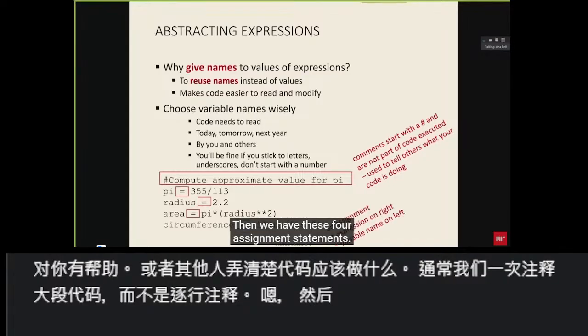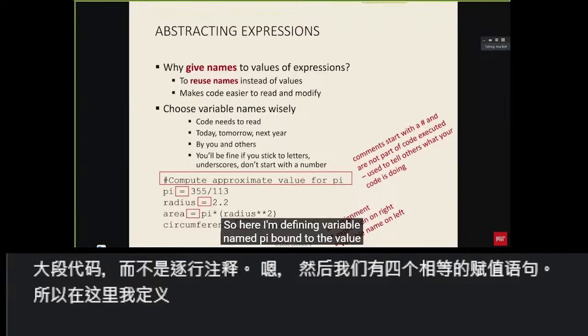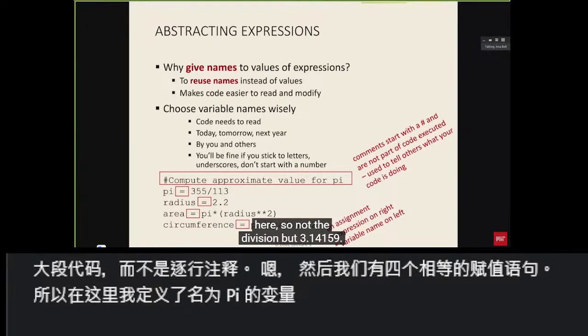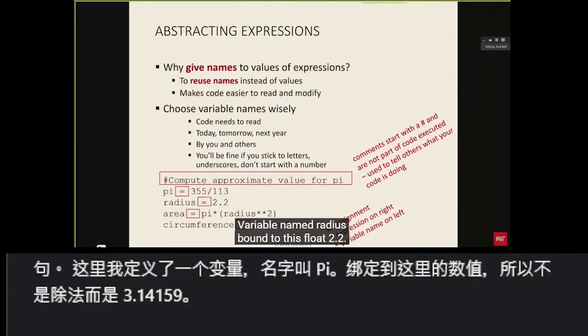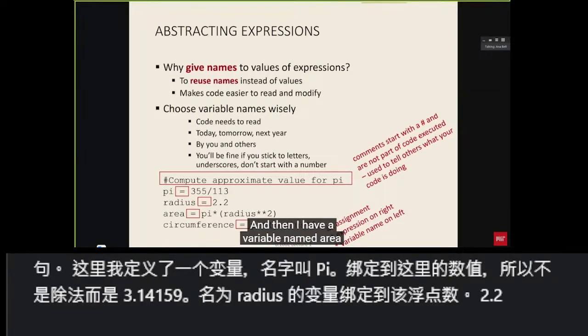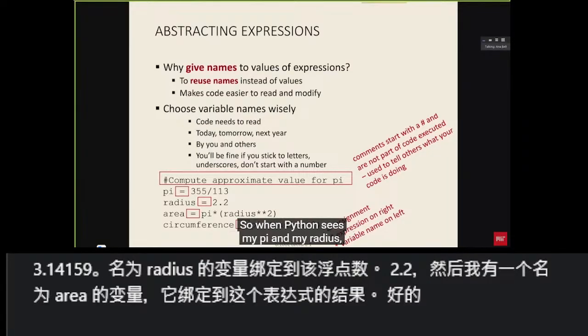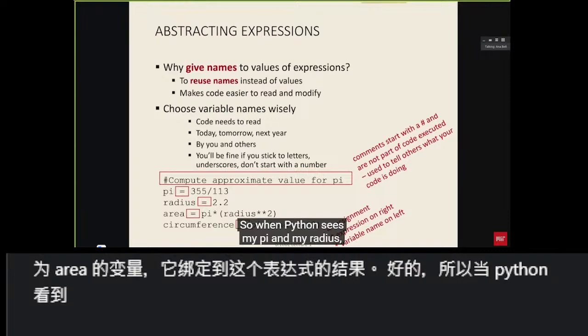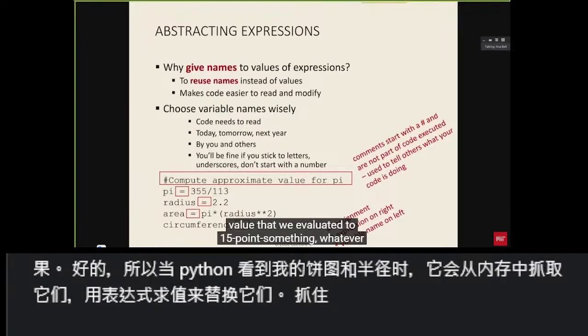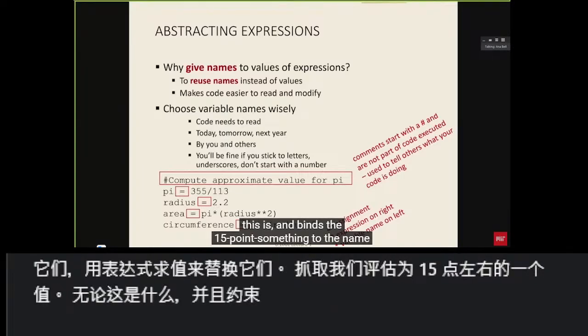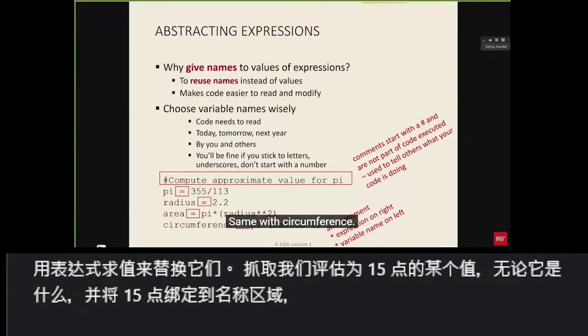Then we have these 4 assignment statements. So here I'm defining a variable named pi bound to the value here, so not the division, but 3.14159. A variable named radius bound to this float 2.2. And then I have a variable named area, which is bound to the result of this expression. Okay? So when Python sees my pi and my radius, it grabs them from memory, replaces them with the values, evaluates the expression, grabs that one value that we evaluated to, 15 point something, whatever this is, and binds the 15 point something to the name area. Same with circumference.